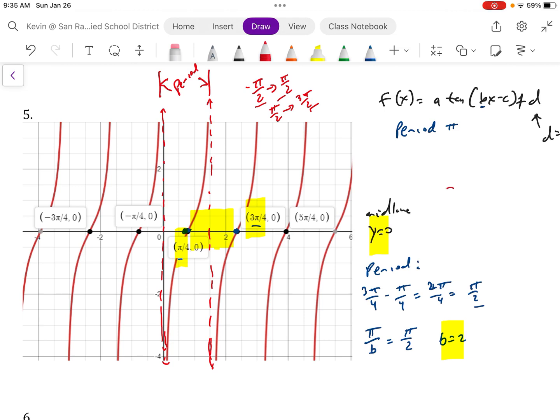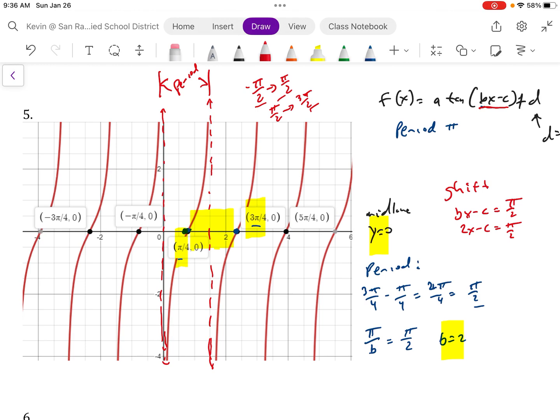The last thing we need to find is our c. Is there a shift at all here? To find that phase shift, we take bx minus c equals pi over 2, since that's where our asymptote normally would be. We know b is 2, so 2x minus c equals pi over 2. Again, pi over 2 is where normally that asymptote will be. And then we put in 0, because where this tangent... I'm trying to think of how to explain this. Well, I'm not explaining well.